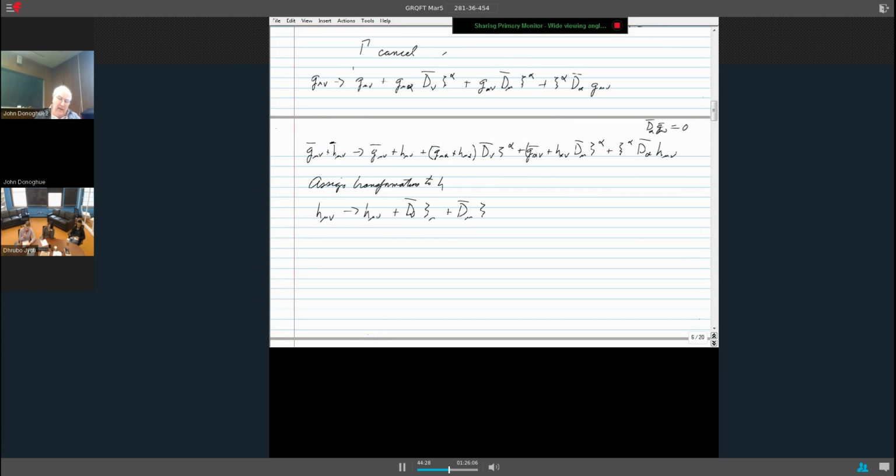Okay, at this stage, you can do one of two things. You can say, well, if H is neglected, I have the gauge invariance for G bar. That's fine. That's nothing new really. We knew that was true. But I could also say, let me assign this to H.